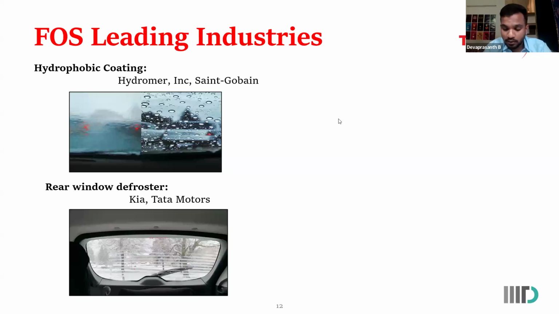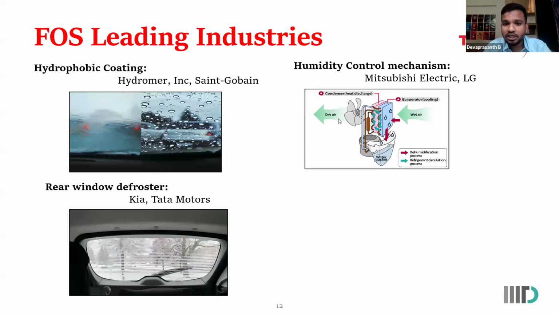This was used in Kia and Tata Motors. Then humidity control mechanism. This is a mechanism nowadays which we'll see in hair dryers and washers, where Mitsubishi Electric and LG have been using this.